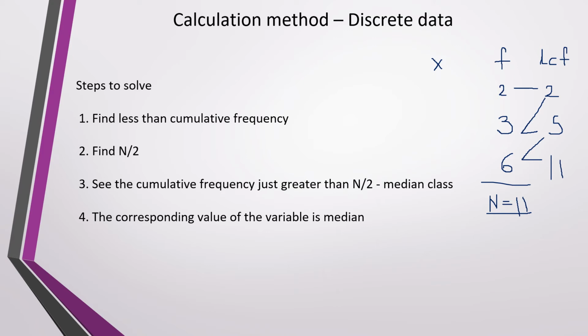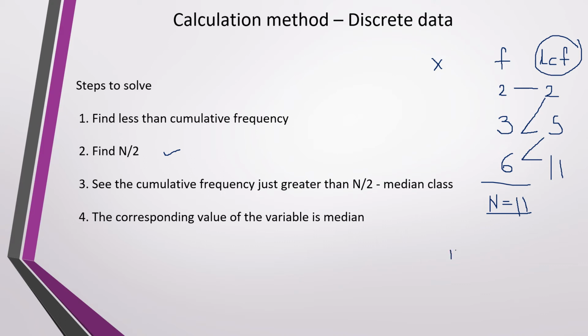Now, let us move on to the problem. I hope all of you understood how to find LCF. Less than cumulative frequency is 2, 2 plus 3 is 5, 5 plus 6 is 11. So this is how you first form the table. Then your second step is to find n by 2. n by 2 value is 11 by 2.